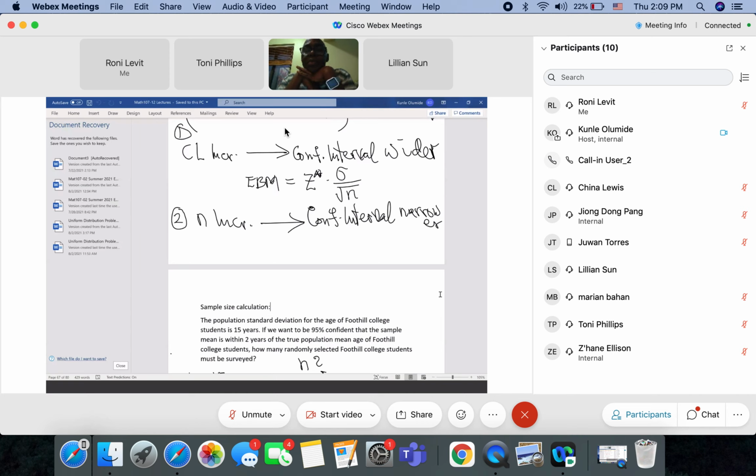What else are we given? Anyone? Sample mean? Nope. X bar? No. X bar is the same as the sample mean, right? Yes.